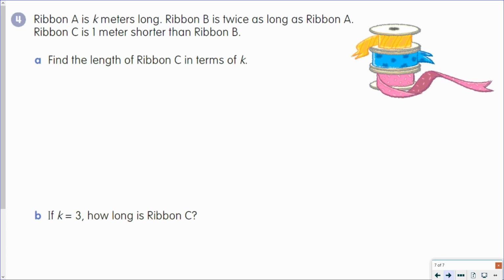So it says ribbon A is K meters long. So there's A. Ribbon B is twice as long as ribbon A. So we're going to multiply that by 2. So that's now ribbon B. It says ribbon C is 1 meter shorter than ribbon B. So we're going to take 1 off. So as we read through the information, that can help us build our expressions.